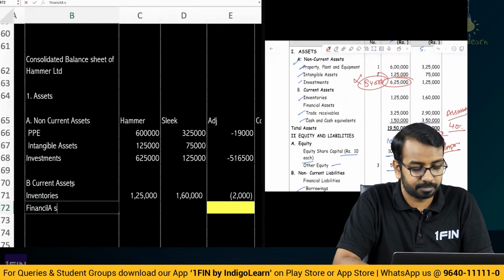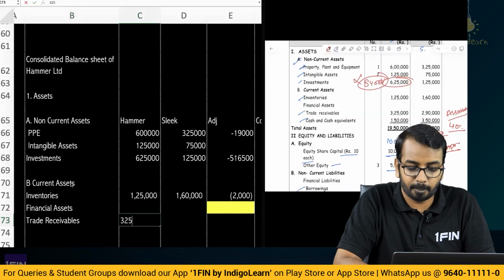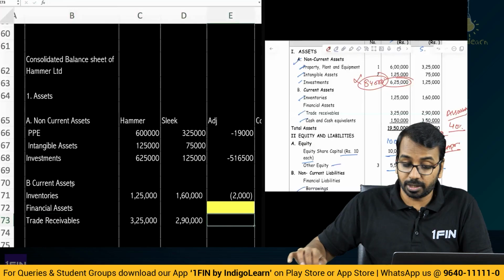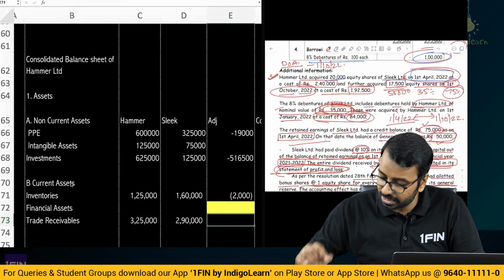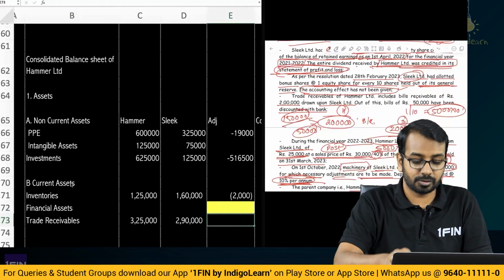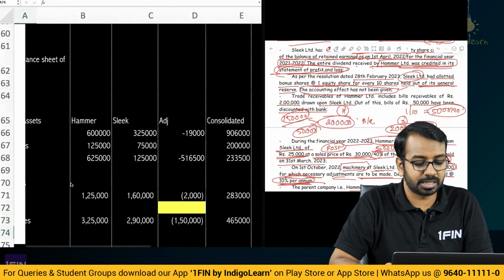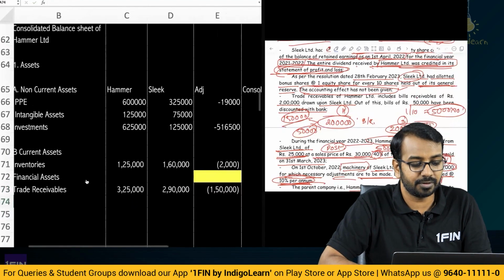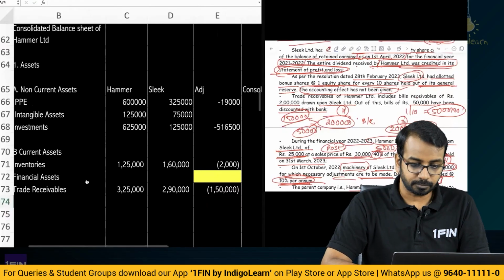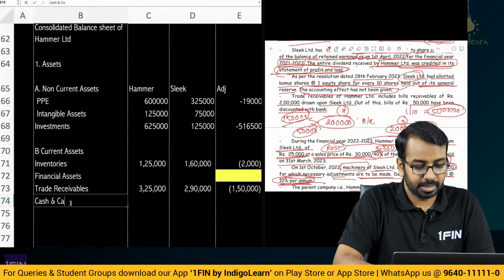After inventories we have financial assets, trade receivables. Trade receivables is 325 plus 290,000, and there is an intercompany owing. Under intercompany owing we discussed that we have to adjust only 1,50,000 because the balance 50,000 is to the bank. So minus 150. That brings down the total to 4,65,000. Then cash and cash equivalents.